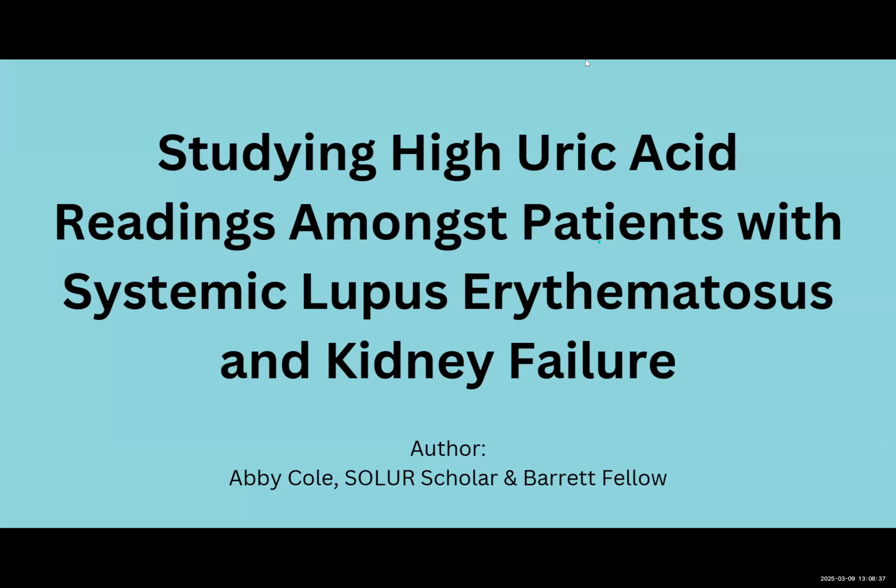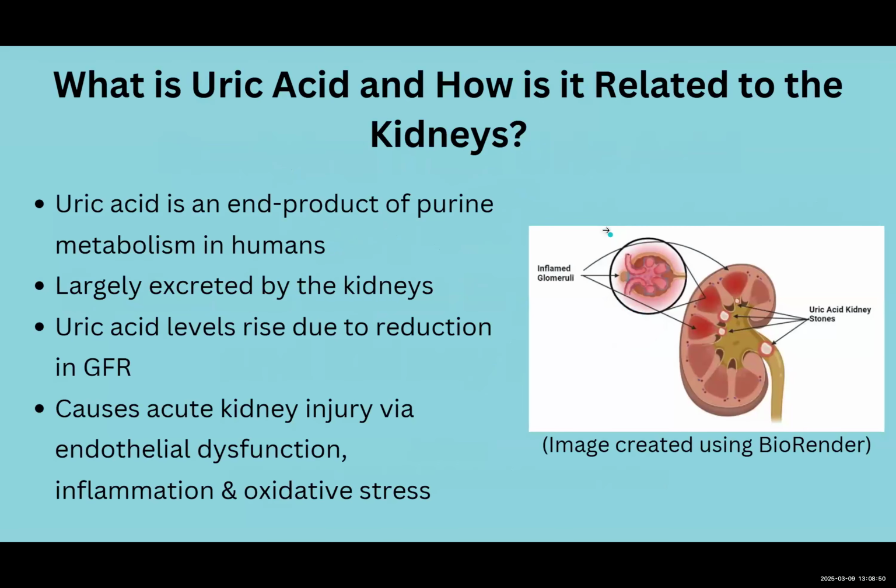Okay. So my research currently focuses on studying high uric acid readings amongst patients with systemic lupus erythematosus and kidney failure. What is uric acid and how is it related to the kidneys? Uric acid is an end product of purine metabolism in humans. It's largely excreted by the kidneys. Uric acid levels rise due to the reduction in the glomerular filtration rate, which is also known as GFR, and it causes kidney injury via endothelial dysfunction, inflammation, and oxidative stress.